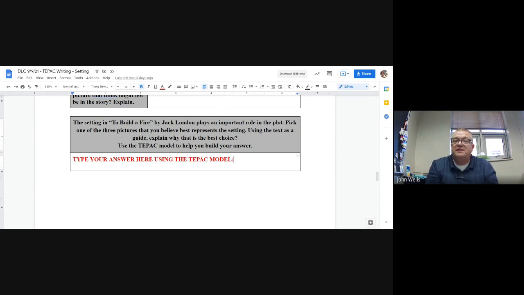The concluding sentence could be what was wrong with the picture. It could be why you believe, what makes this a good visual representation for you. It could be, does it help you see the story any differently? So that concluding sentence is kind of where you put your spin on it at the end.